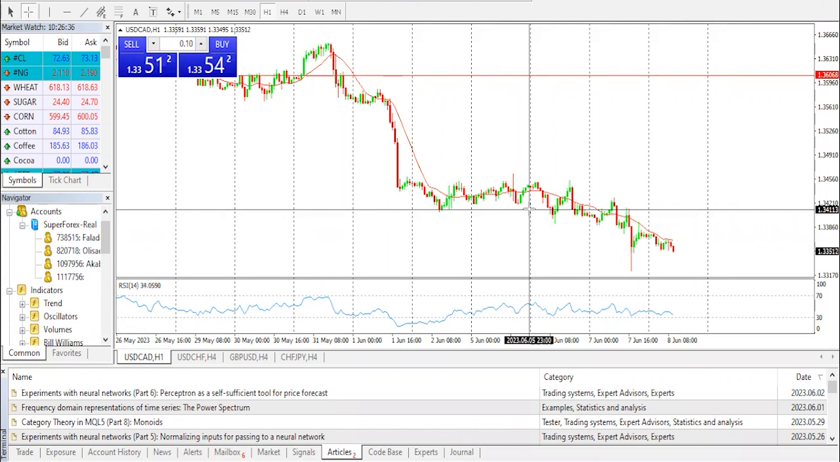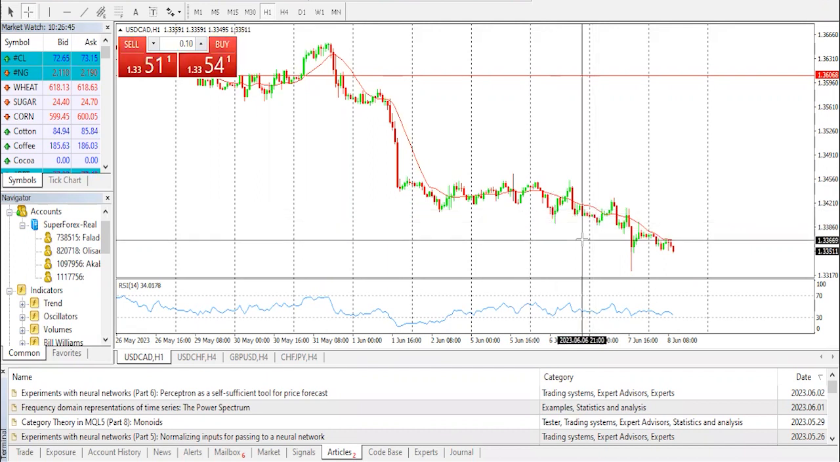Today, we shall be looking at the technical analysis on the currency pair USD CAD. First, we'll be talking about fundamentals before we move ahead to technicals, which is purely what we'll be seeing on the chart.